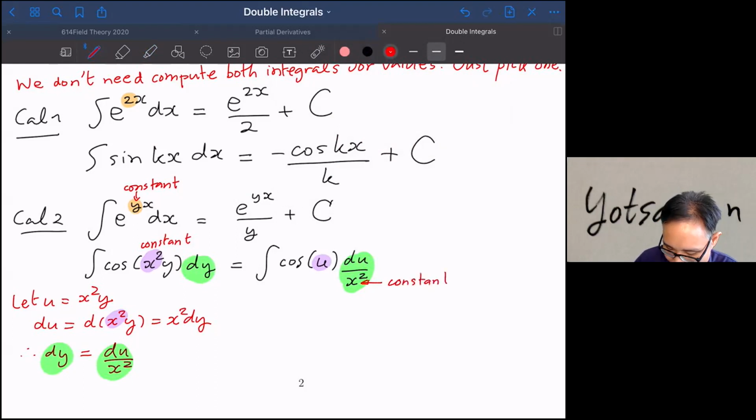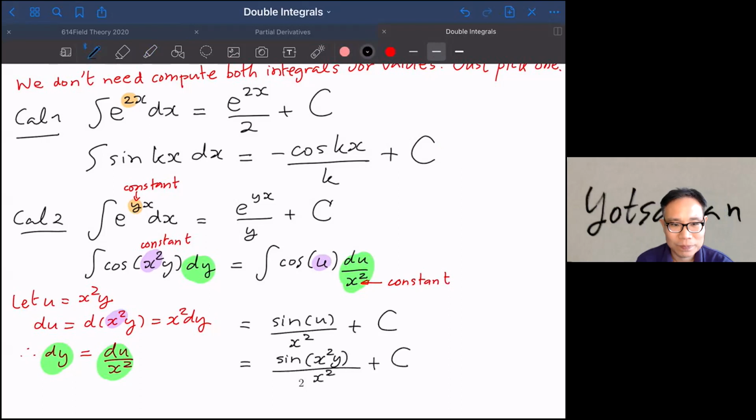So this one is just a constant, and you basically integrate cos, so it's going to be sine u over x squared. And this one is going to be sine of x squared y over x squared plus 6. This is the thing that you have to be able to do. That's the integration by substitution, which can be a little bit confusing at first.